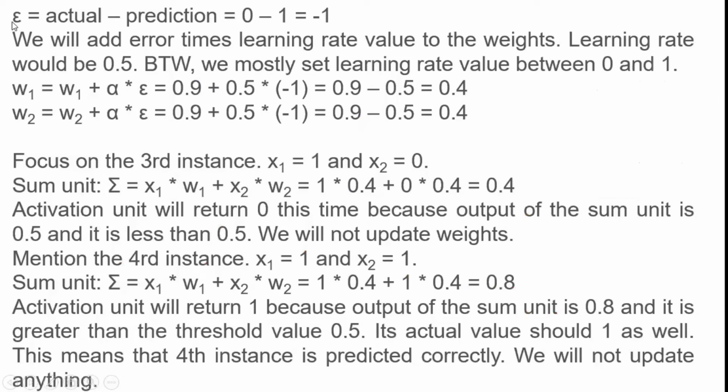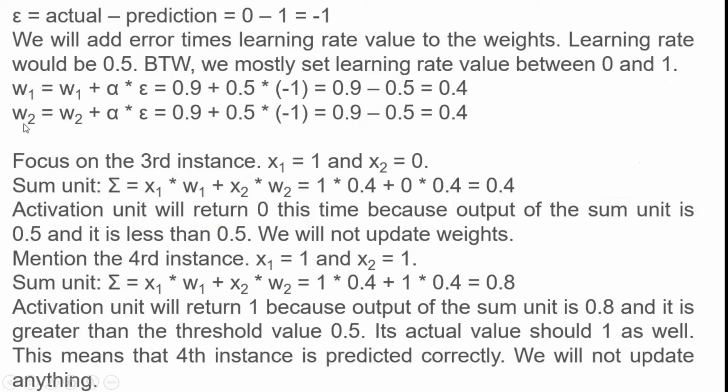Epsilon is equal to actual minus prediction value. The actual value is 0, and the result we got is 1. If you subtract, -1 comes out. That means we have to change both the weight 1 and weight 2 values, and to do that, some calculations need to be performed.